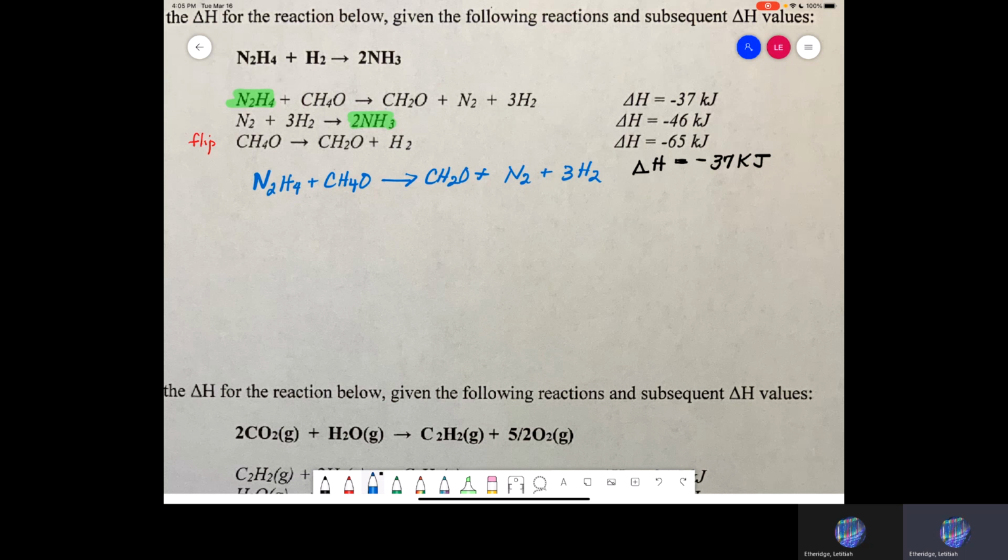Okay, let's look at equation 2. Some of you guys may not have written this out, but I want you to be able to see it live and in color. It is going to stay the same. So that means that my delta H is going to stay the same.